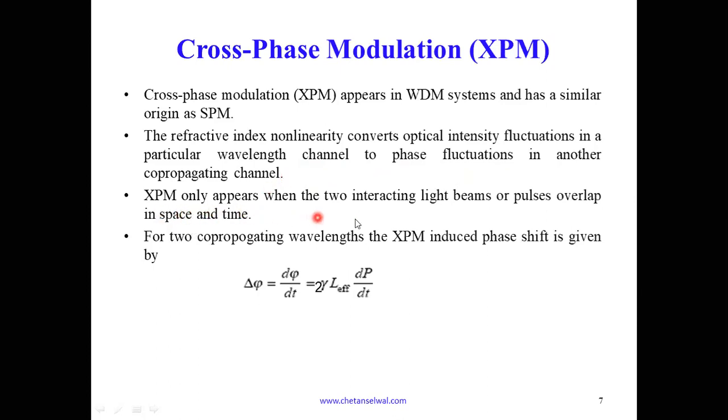XPM only appears when two interacting light beams or pulses overlap in space and time. So both these channels should be overlapping in space and time. Then only this XPM effect will take place. For two co-propagating wavelengths, the XPM-induced phase shift is given by delta phi equals d phi by dt, which is the phase change. This is equal to twice gamma L effective dP by dt.